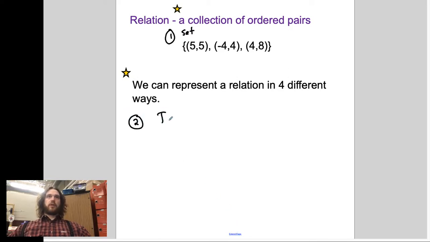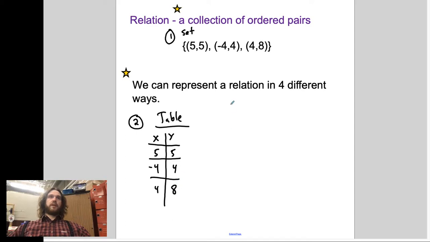Tables are really easy to do. You just take the points and put them in for x and y in a column like so. So we would put 5, 5, negative 4, 4, and 4, 8. You can also represent them as a graph. Tables, points, graphs, nothing too new here.